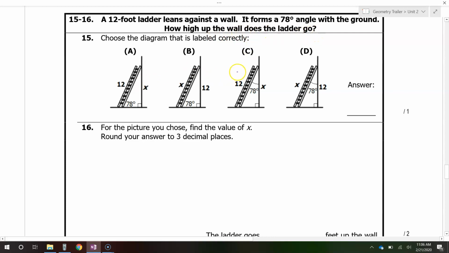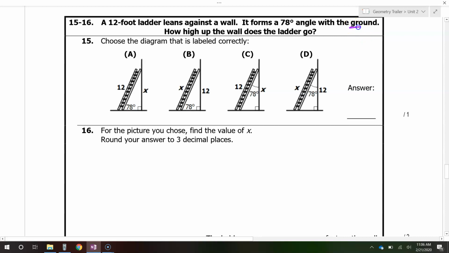First, we have to choose the correct picture. The 78-degree angle is with the ground. So first of all, we can throw out the pictures where the angle is not on the ground. So we can forget about picture C and picture D. So it's going to be one of these.